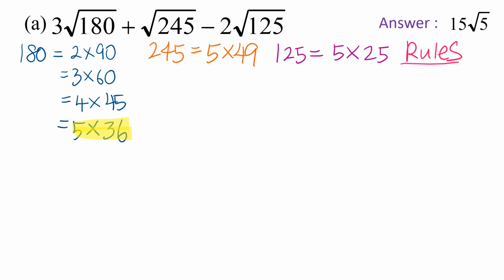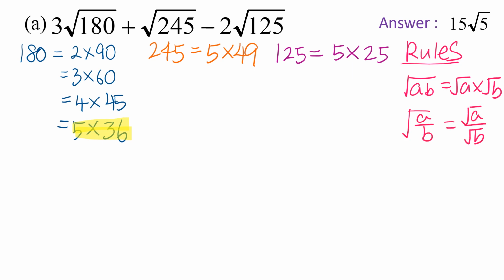Oh, wait. So there are two rules basically in the chapter of surds. The first one is that if you have square root of a times b, you can just break it up into two separate terms, which is square root a times square root b. If you have square root of a over b, again you can break it up into square root a divided by square root b. And the condition is such that both a and b must be more than 0. Because if b is 0, you can't have something divided by 0, it would be an undefined answer.